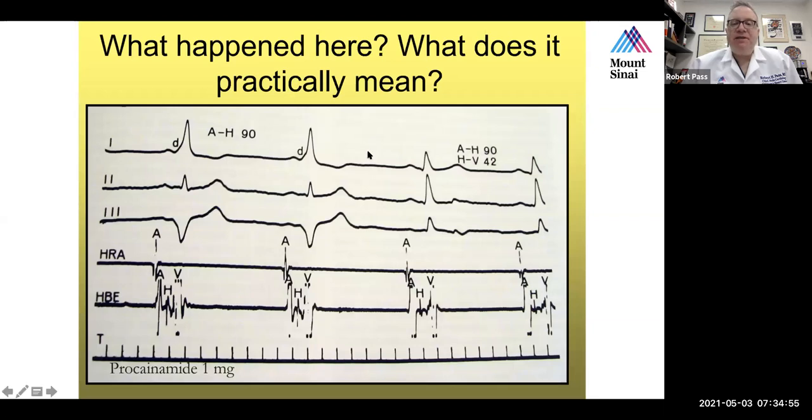What happened here and what does it practically mean? This patient received, this is incorrect, it's 1 gram of procainamide. This is a teenager, and so I apologize for that. So this patient received 1 gram of procainamide. What do you think happened here and what does it mean?